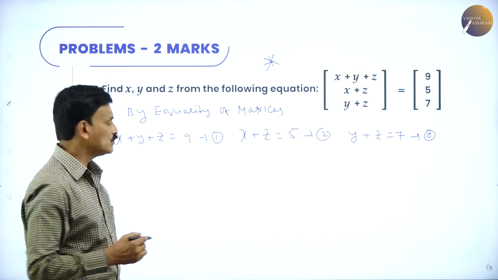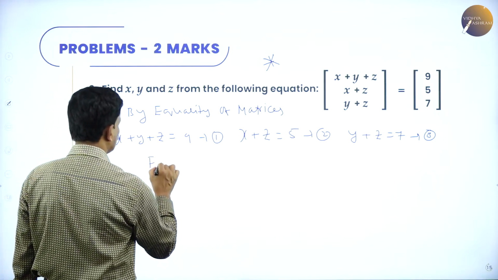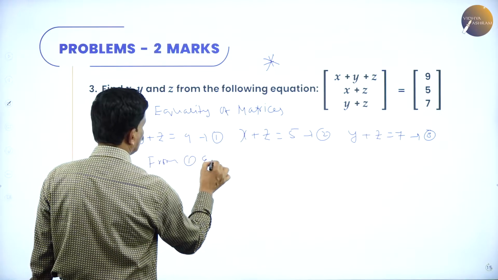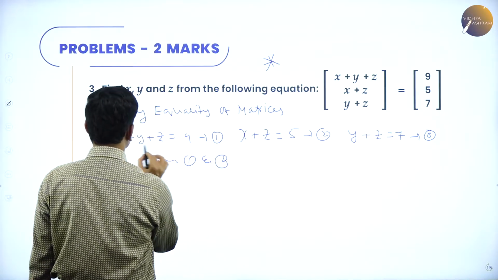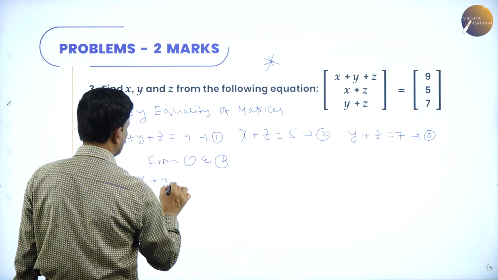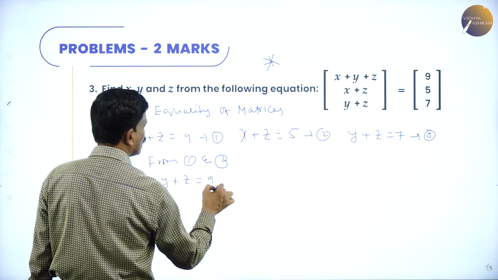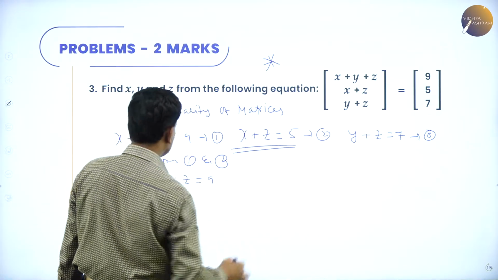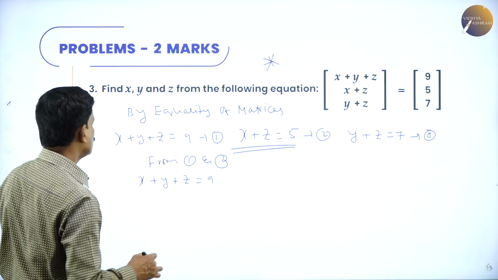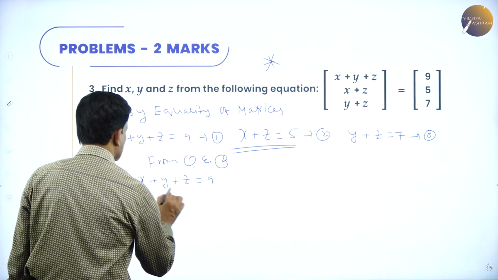Now, let us solve from 1 and 2. What is 1? x plus y plus z is equal to 9. What is 2? x plus z is equal to 5. So, x plus z, this is x plus z.